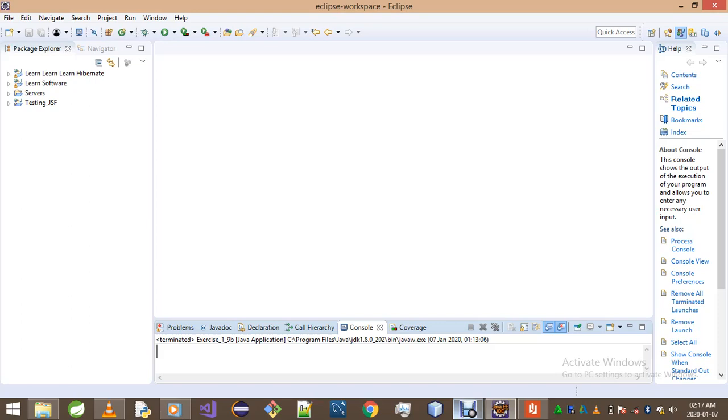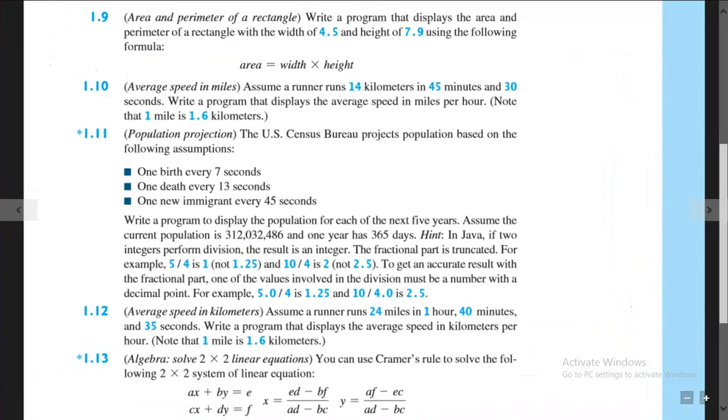What matters now is the algorithm of solving whatever problem we're facing, starting from exercise 1.11 up to exercise 1.13. So right now we're working on exercise 1.11. Let's read the question first.